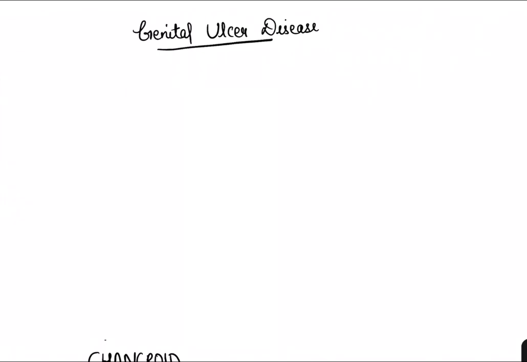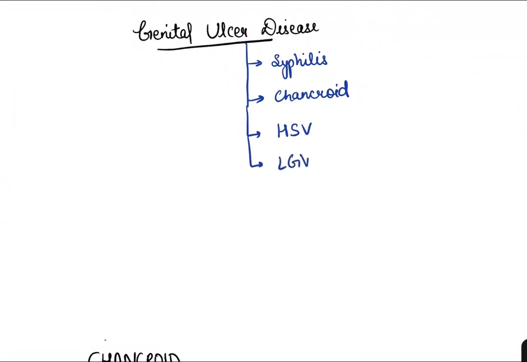As the name comes, genital ulcer disease, what comes to our mind? There are 5 diseases which cause genital ulcers. The first one is syphilis, which we already know. The second one is chancroid. Please remember chancroid. The third one is herpes simplex virus. The fourth one is LGV, lymphogranuloma venereum, and the fifth one is donovanosis. So these are the 5 diseases which cause genital ulcers.